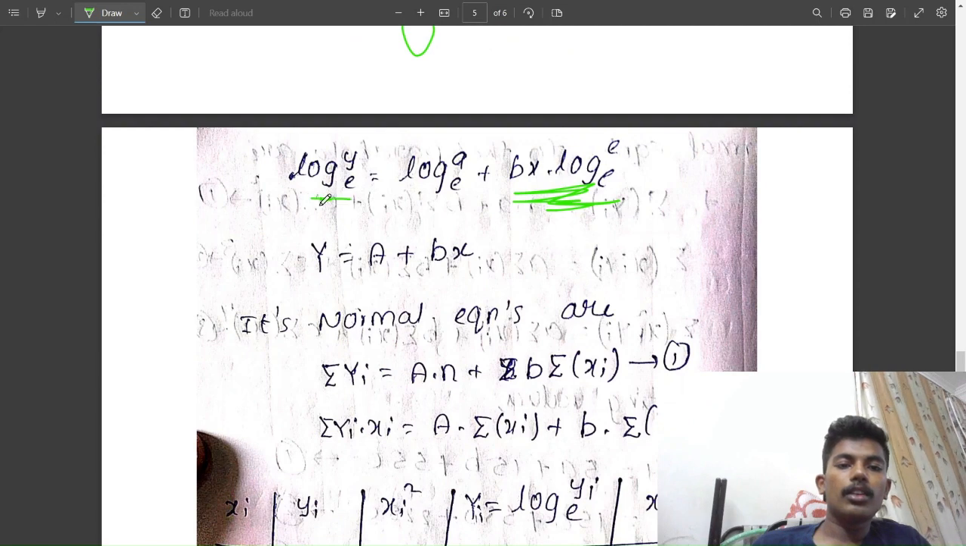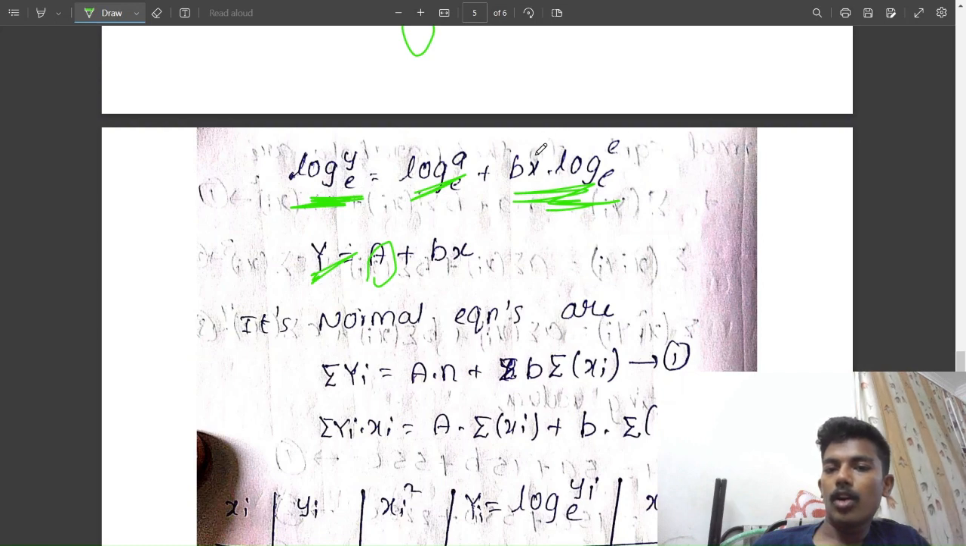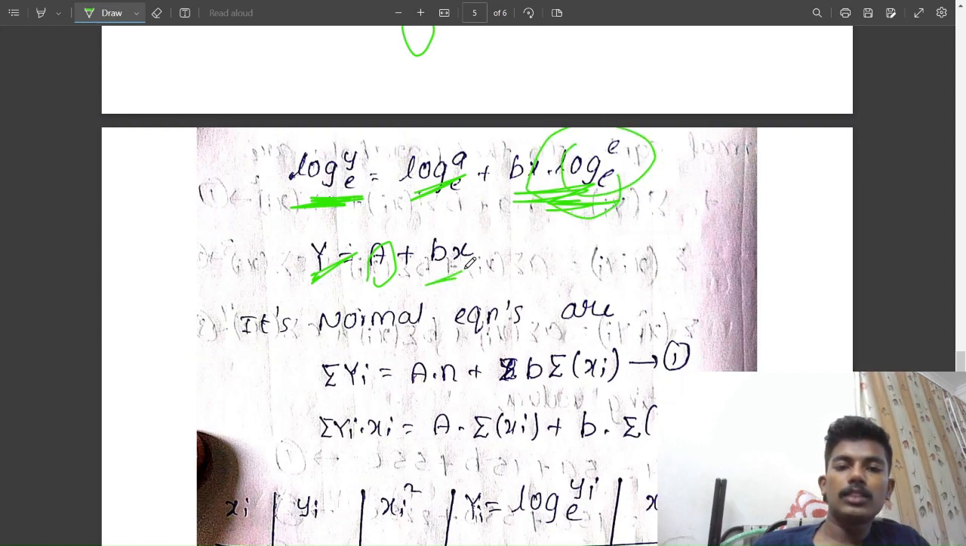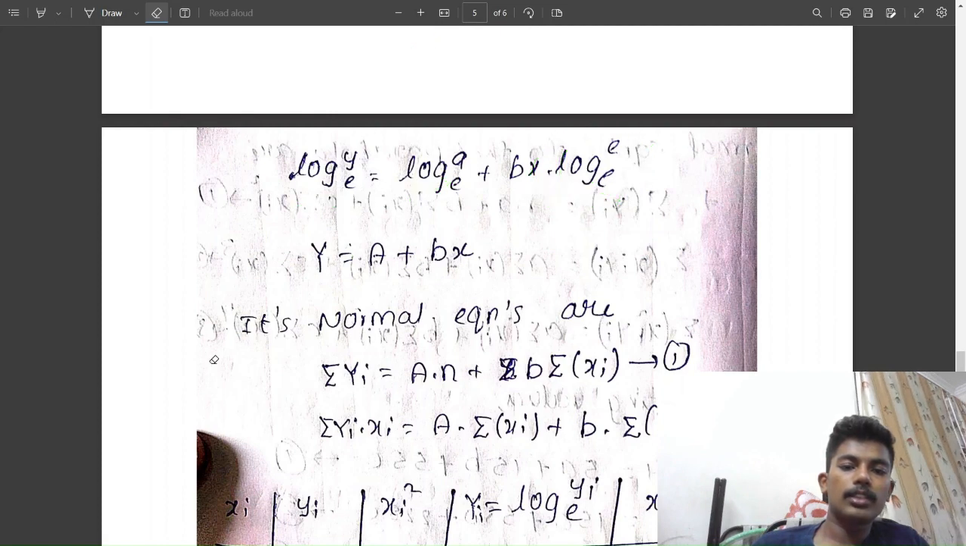So here we are considering log y to the base e as capital Y, and log a to the base e as capital A, and log e to the base e as 1. So this will become Y = A + bx. As we have found in the previous, we are finding the normal equation for this.